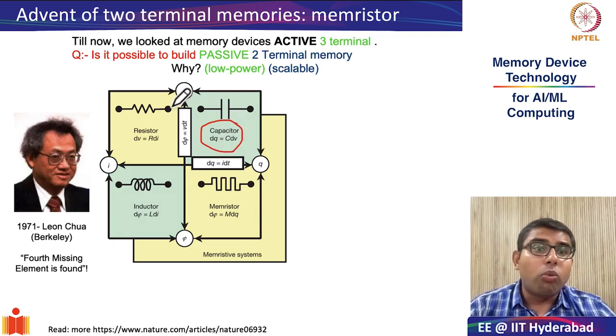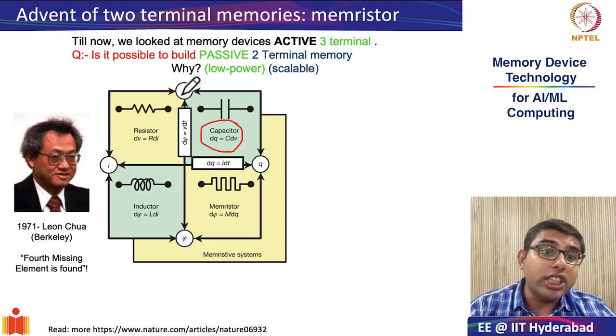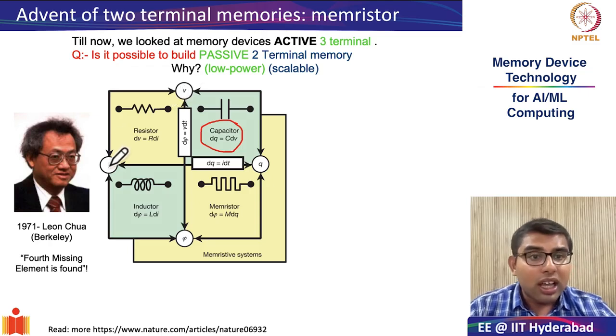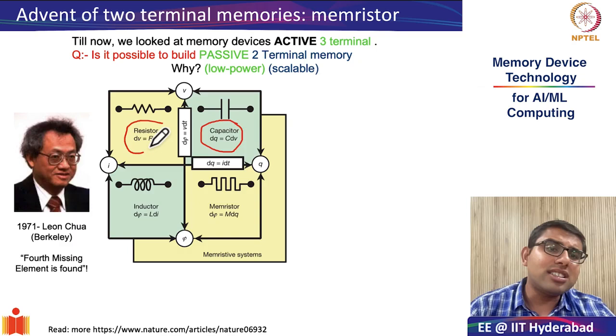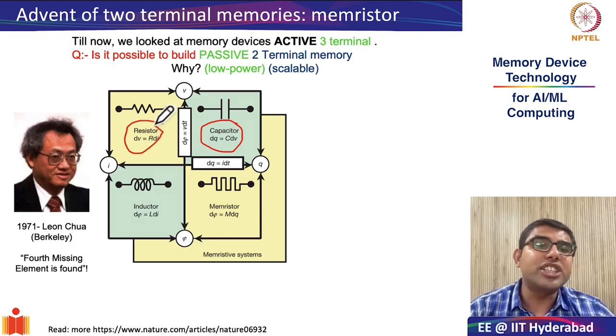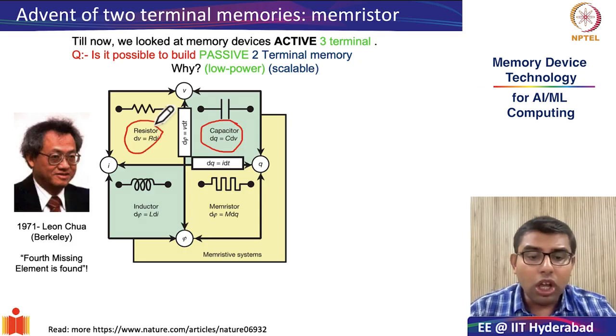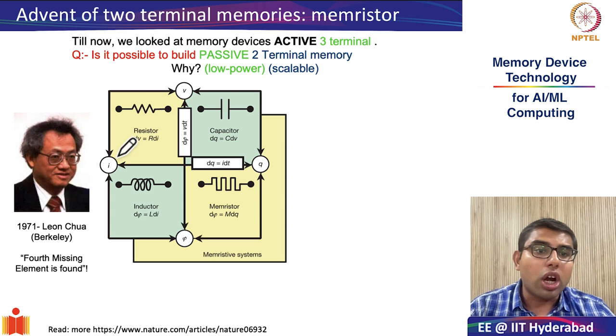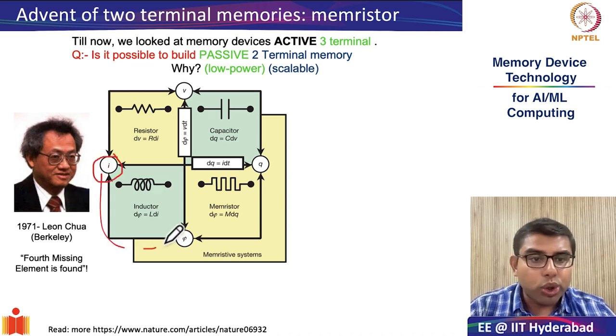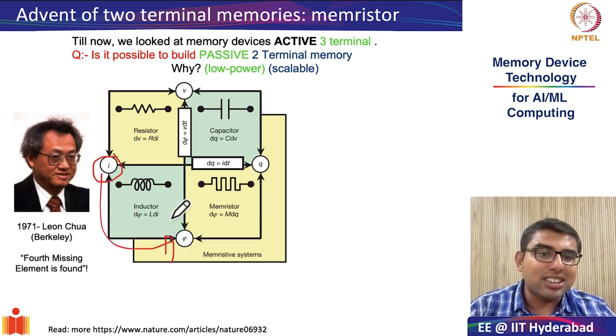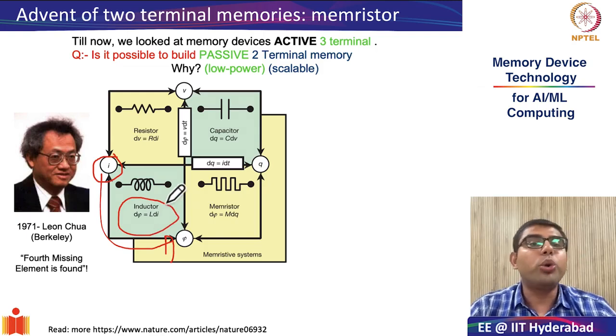Okay. What is the element that links voltage with current? It is your resistor. Resistive element: dV is equal to R dI. What links your electrical current to flux? It is your inductor. Your inductance or inductor: d phi is equal to L dI.